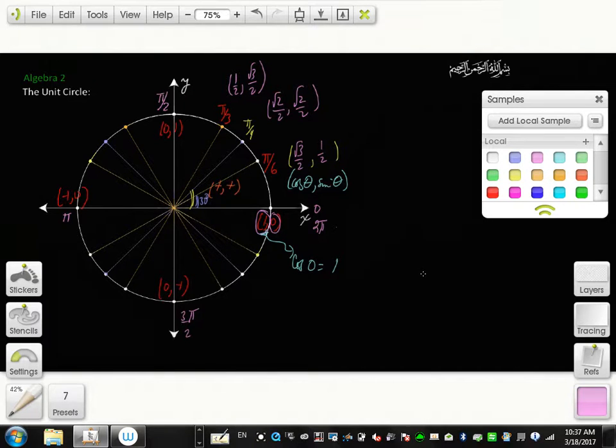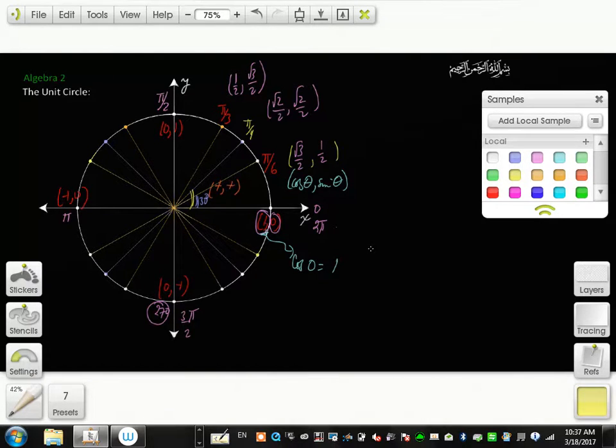Okay. What's the cosine of 180 degrees? 0. Or negative 1. Very good. What's the sine of 270 degrees, Abdullah? 270, I meant. This is 270, right? What's the sine? Negative 1. Does that make sense? Okay.